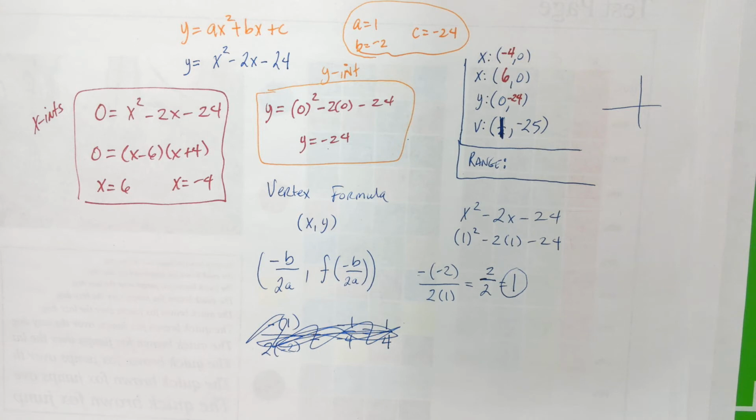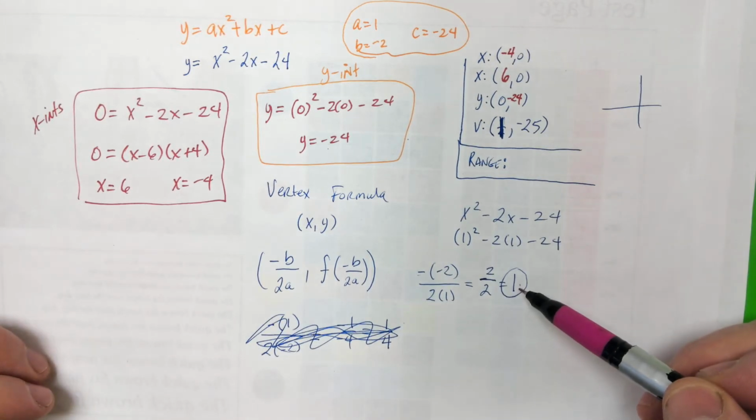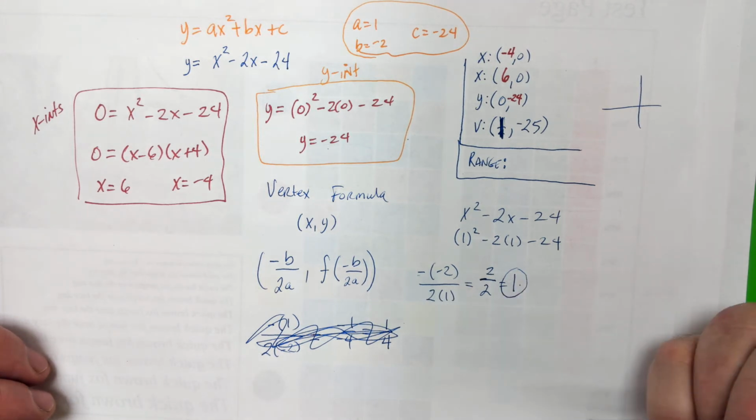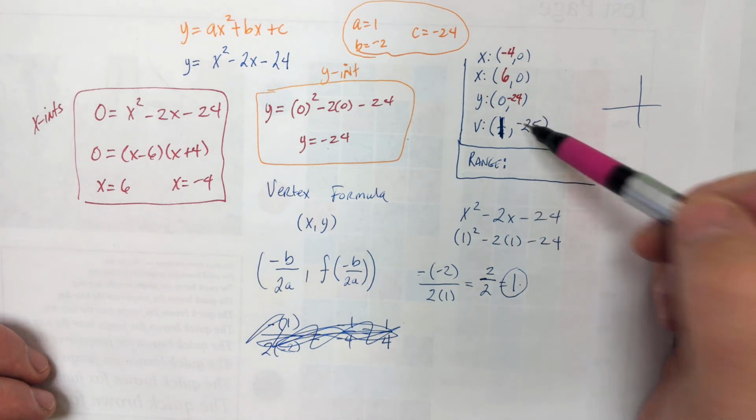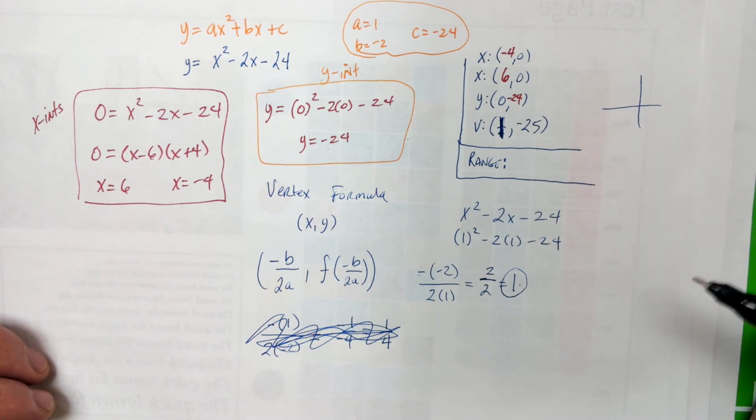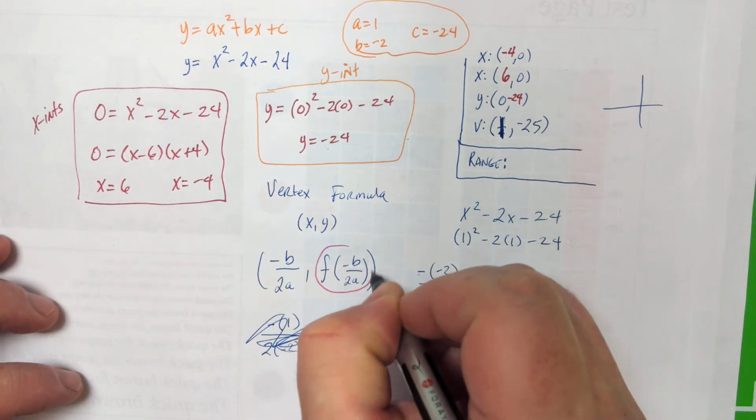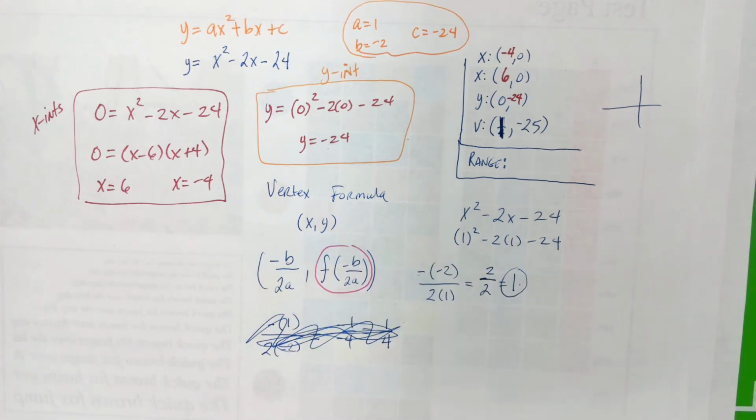So after we plug in for the vertex formula, the answer we plug into the original equation to find the other point, to find the y. So that's what that means. This just means take your answer here and plug it in for x. That's all that means. So that's the ugly formula.